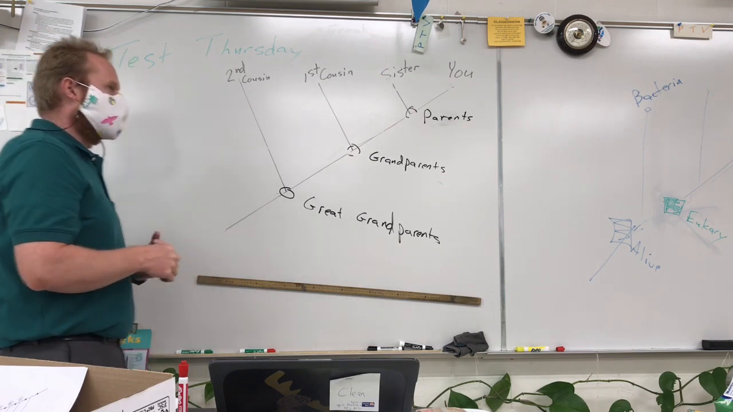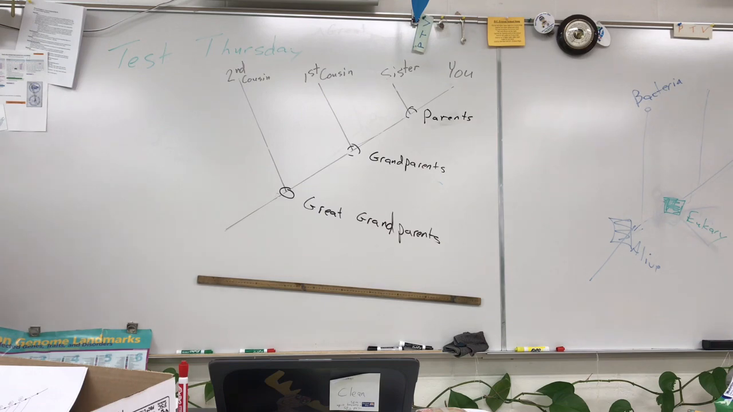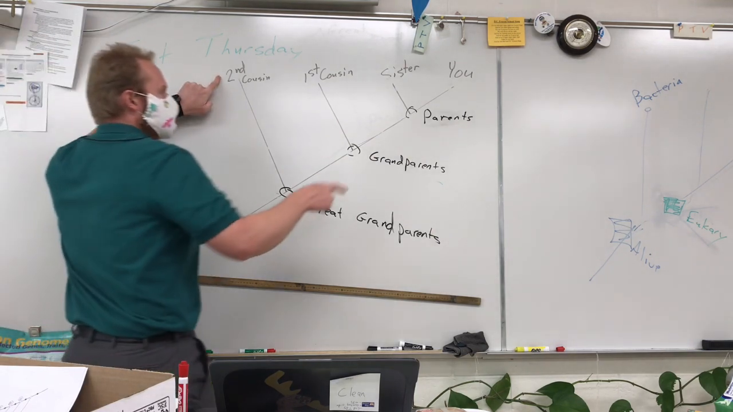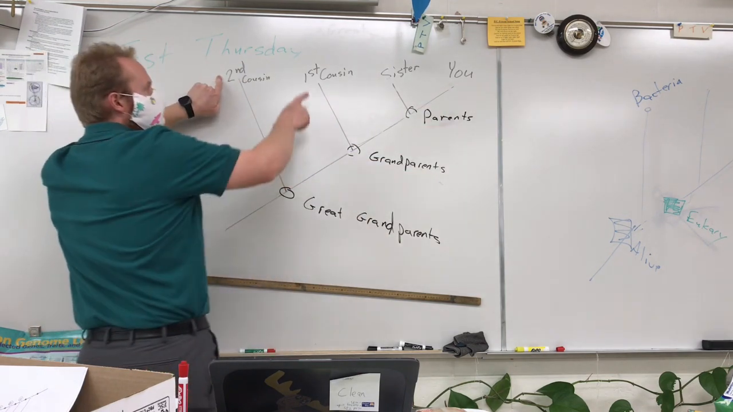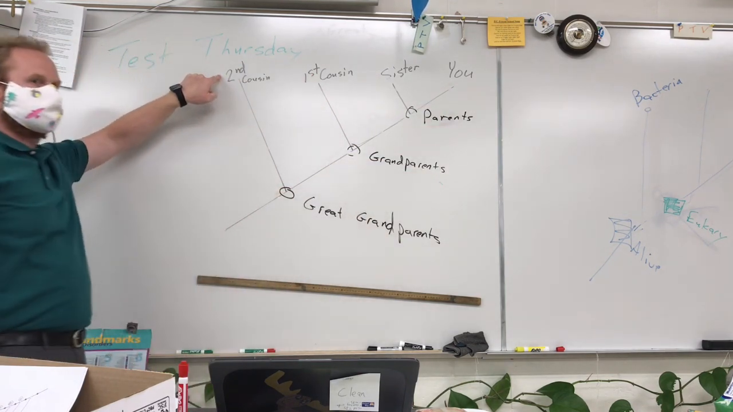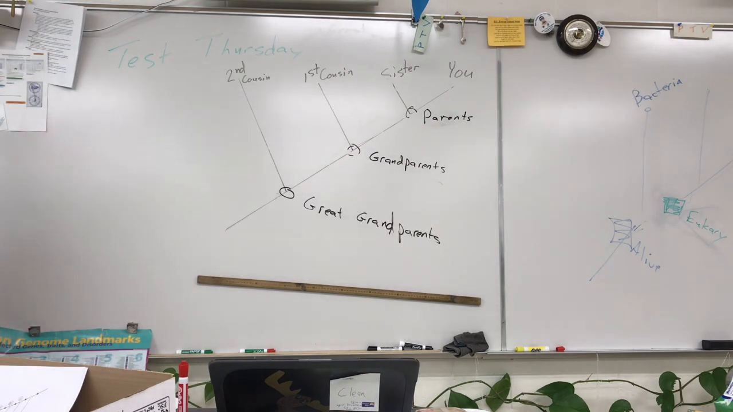Now, this question is kind of tricky to think about. It's not really a trick question, but who is your second cousin most closely related to? Is your second cousin more closely related to you, or is your second cousin more closely related to your first cousin? They're the same. They're the same, right? Why?